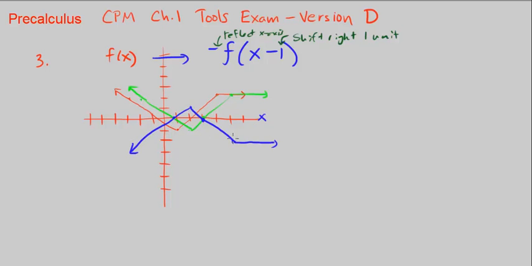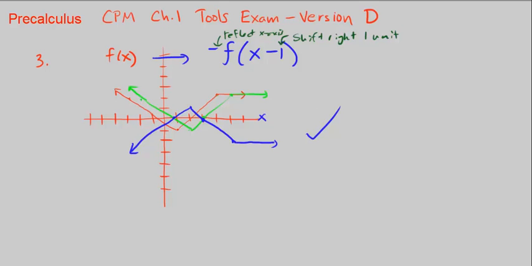Okay? So in blue, we shifted it to the right by 1. From red, we shifted it right, and then we reflected it across the x-axis. Okay? So there is the sketch. Let's go on to number 4.